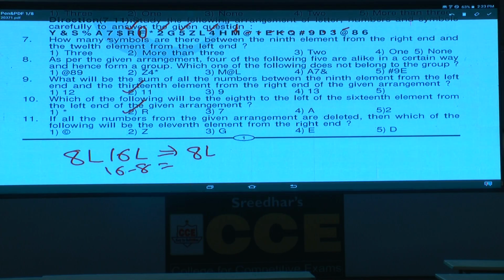Then question number 11, if all the numbers from the given arrangement are deleted. What are the elements that are to be deleted here? Numbers. Then which of the following will be 11th from the right hand without the digits?